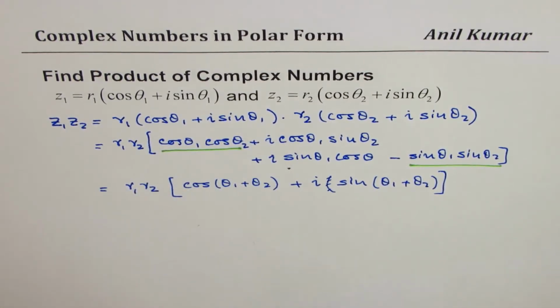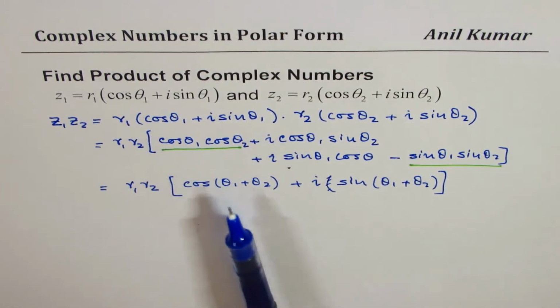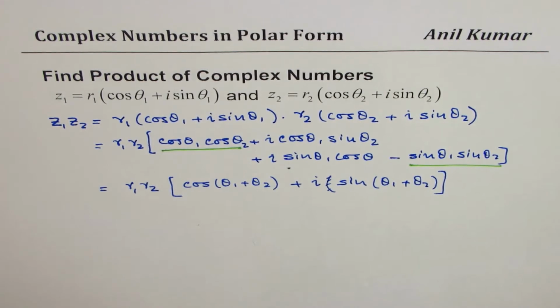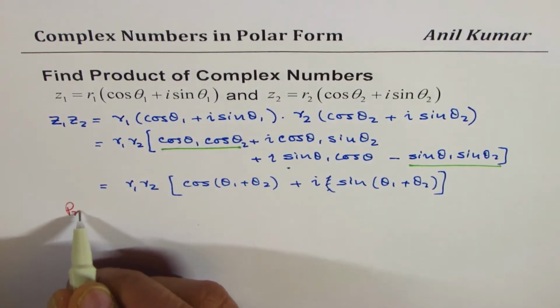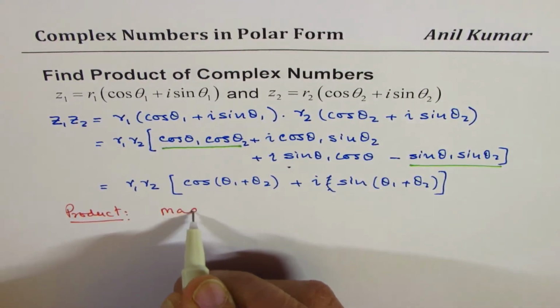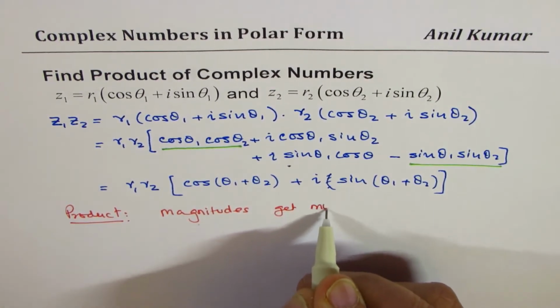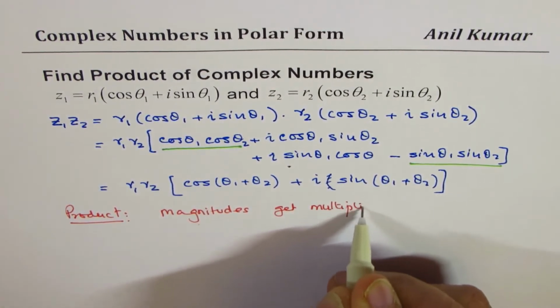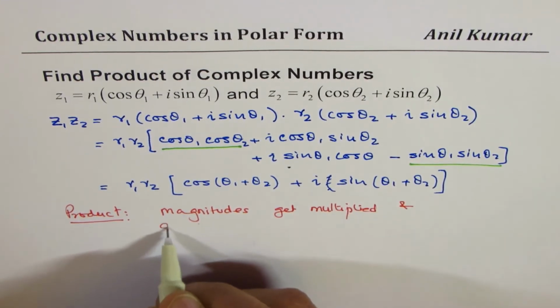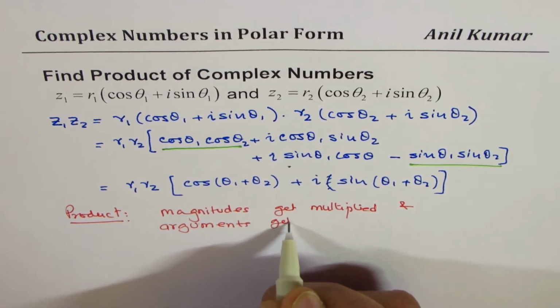Now, basically their magnitudes get multiplied and the arguments get added. So that is the net result. The product gives us, in short, magnitudes get multiplied and arguments get added.